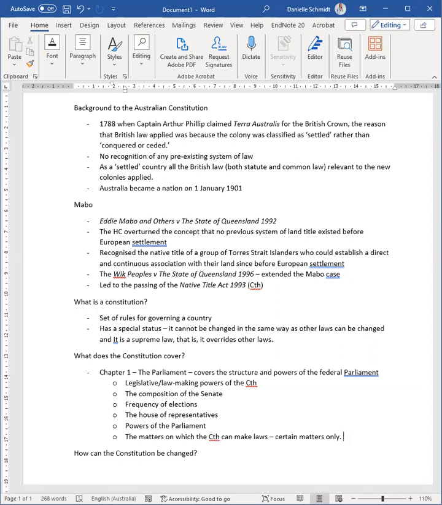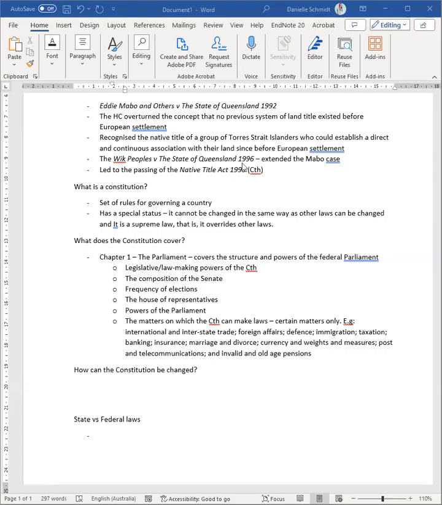currency, weights, measures, post and telecommunications, pensions, and then, so actually I'm going to copy and paste that in so that we've, e.g., let's add that in now. Okay, so that's in there like so. Now we must take note that on some matters, the Commonwealth is given exclusive powers. So on some specific items, the states and territories are not able to legislate in these areas.